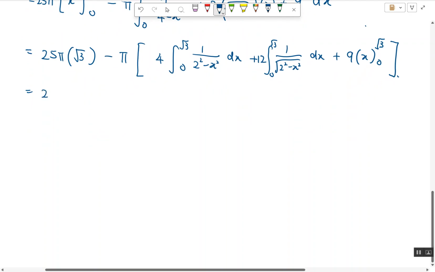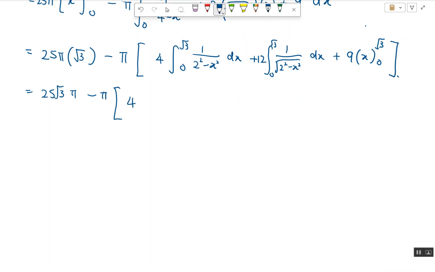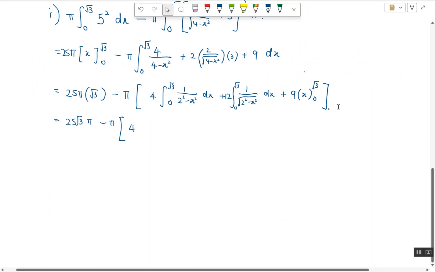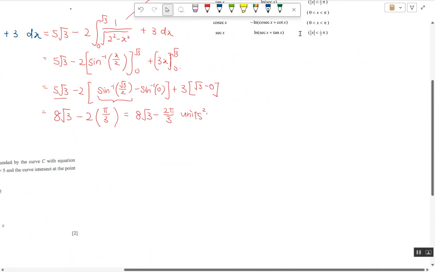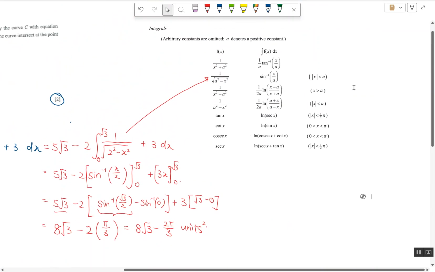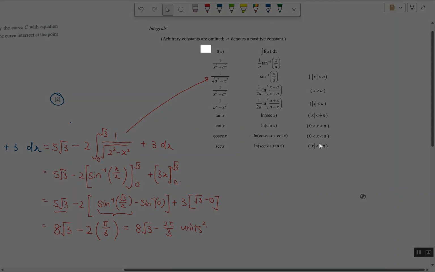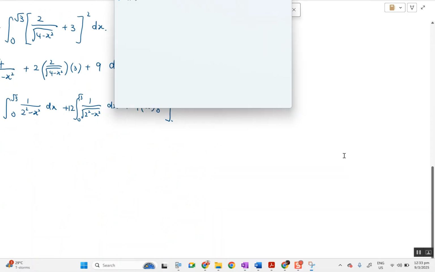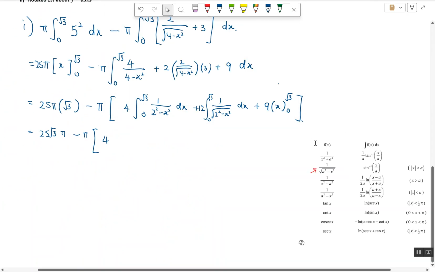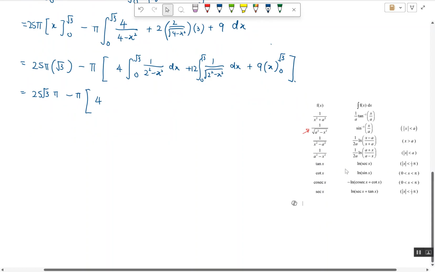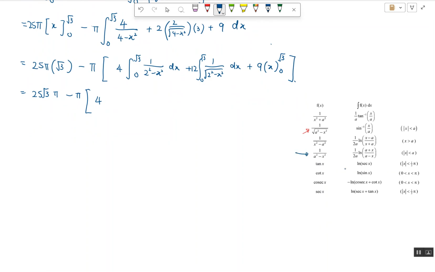Okay, so this will be 25 root 3 pi. Keep it as that. Minus pi, 4. How to integrate this? All you need to do is to look at your MF27. You have to identify the forms it gives you in MF27, that is on top here. Okay, I'm just going to bring this down. Or 2 squared minus x squared, can you see? It is this one over here. So I'll just apply it inside.